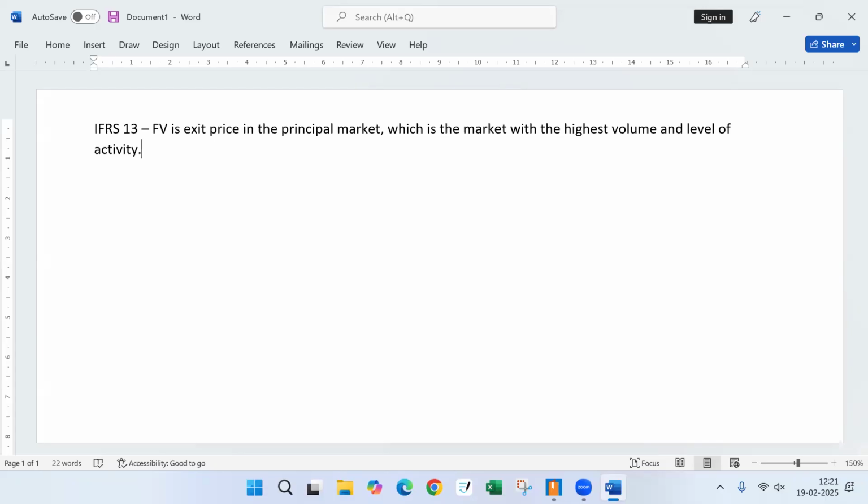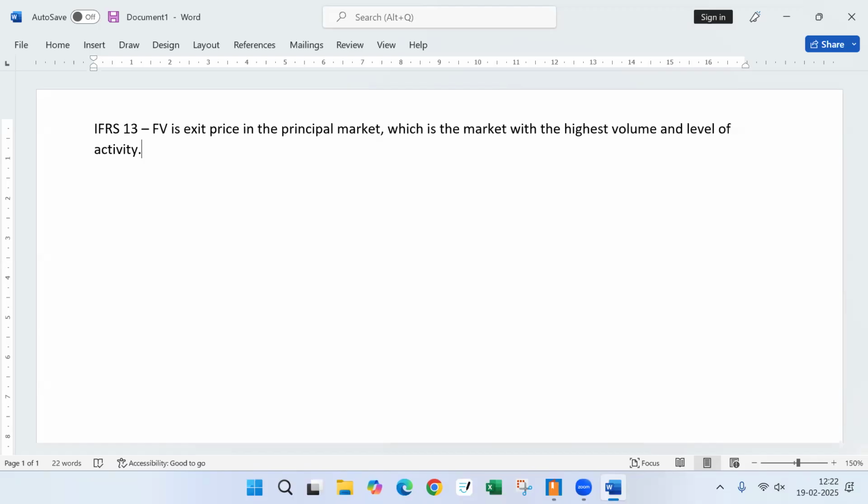To give you an example, let's take banana chips. Where is the highest volume of banana chips being sold? In which state? Kerala. So if I am a manufacturer of banana chips, which will be the best market I can enter? Kerala. Because that's where the highest demand is, isn't it? So that's what fair value should be measured based on: where we will have the highest demand, where the highest volume of activity happens. That is what is called the principal market.